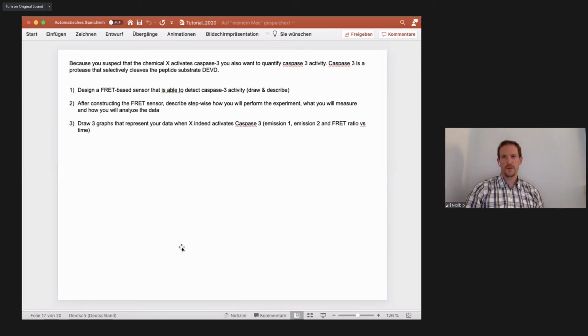Because what happens if your tissue or whatever you analyze has caspase activity? It's going to cut the peptide sequence, so the two fluorophores will lose their close proximity. So how would the FRET sensor or construct look like?